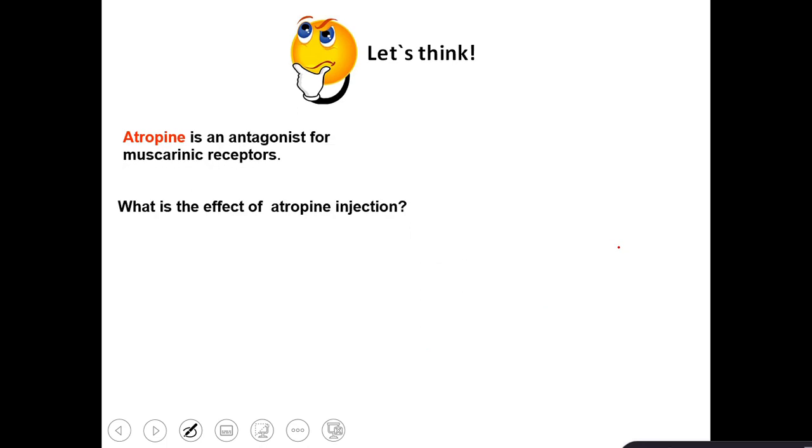Atropine is an antagonist for the muscarinic receptors. So it blocks the muscarinic receptors. So if you inject somebody with that medication, what would be the result? Now, let's think of the action resulting from a stimulation of the muscarinic receptors and reverse that. So what happens at the eye pupil when you stimulate the muscarinic receptors? The pupil constricts. So if you inhibit the muscarinic receptors, now the pupil dilates.